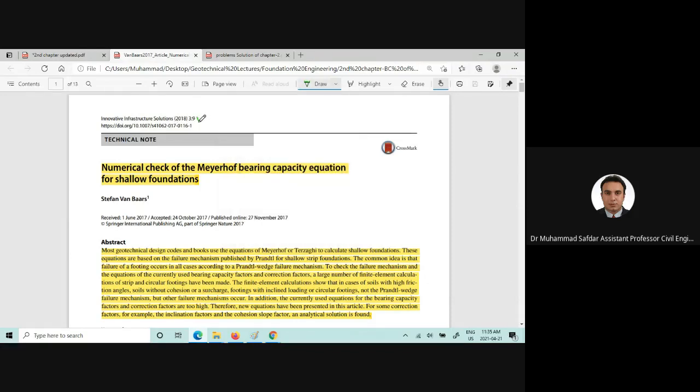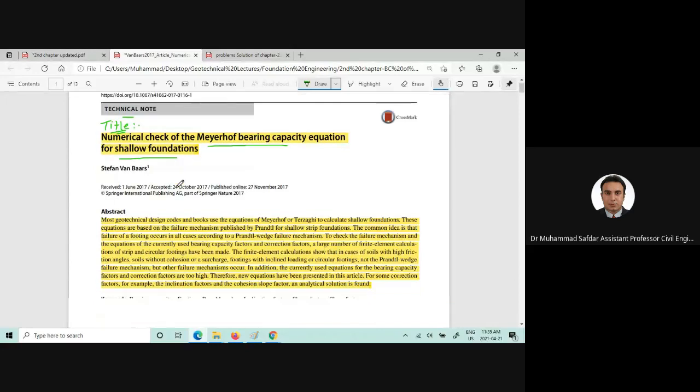Okay, so this is the title of the journal, Innovative Infrastructure Solutions. It's a technical note, which means that the work here is brief work and not very detailed or very innovative work, but still the comparison is made with the previous research. Here is the title of the technical note: Numerical check of the Meyerhof bearing capacity equation for shallow foundations. And that's what we are interested in.